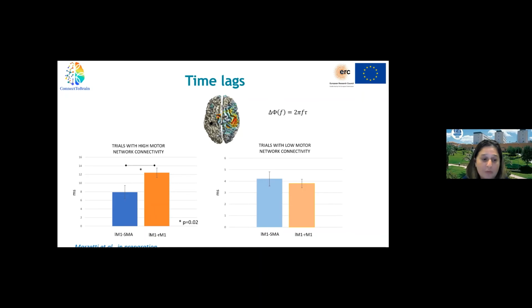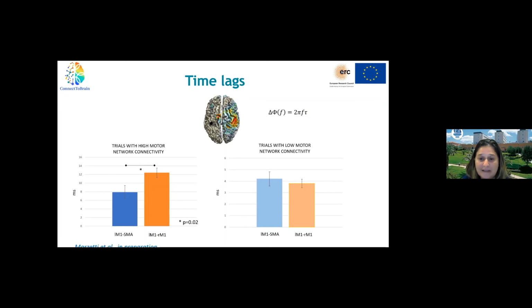And specifically, we could observe something somehow predictable, but not a given if you start from this kind of functional connectivity metrics. What we observed is that there is a shorter delay between left M1 and SMA in comparison to the delay that we have between left M1 and right M1. And these values are compatible with the known findings from the literature and from the TMS itself.